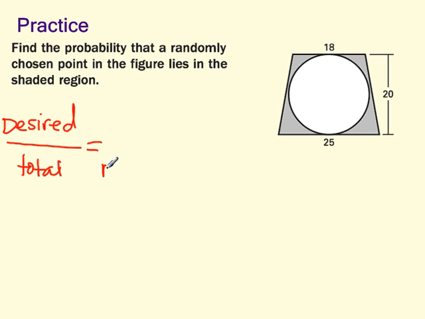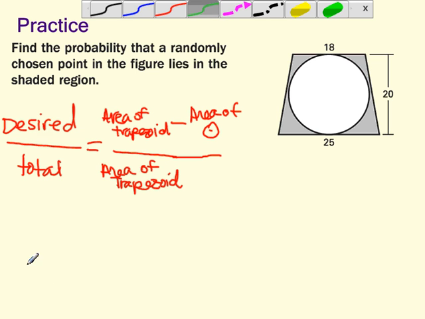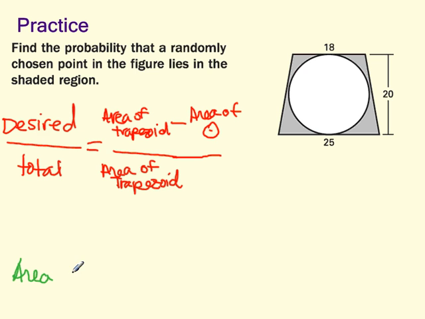So if we were to calculate the area of the trapezoid, that would be our total. Now our desired is our area of our trapezoid, but I need to take out this portion that's occupied by the circle, so I'll have to subtract the area of the circle. So to do this, I'm going to make two little mini problems, and I'm going to need to calculate the area of the trapezoid.